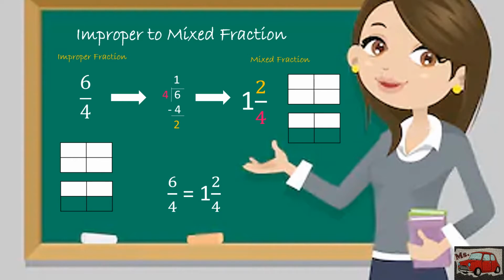So, meron na akong 4 na shades. So, kulang pa ako ng 2. So, I need to draw another figure na 4 yung parts, pero 2 na lang yung shades. So, yan yung itsura ng 6/4. Now, tignan natin pag kinonvert natin yan into mixed fraction. Dapat parehas lang yung magiging drawing.